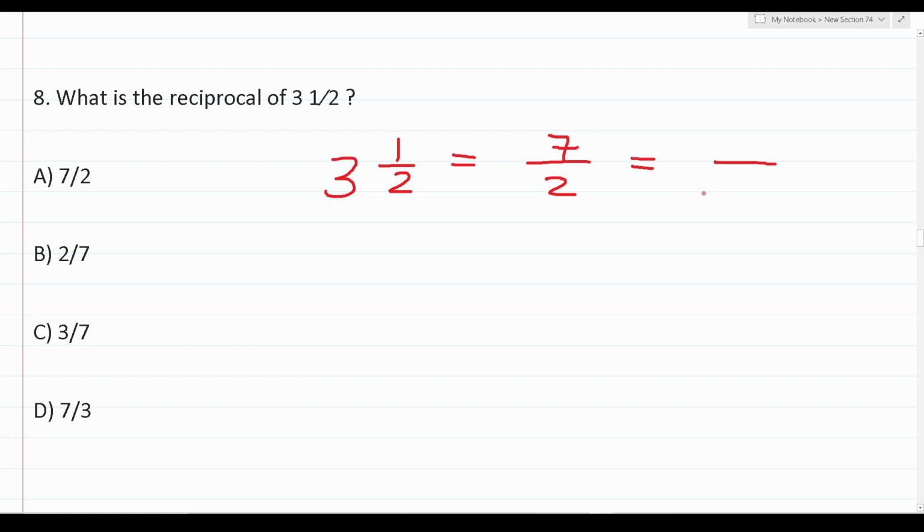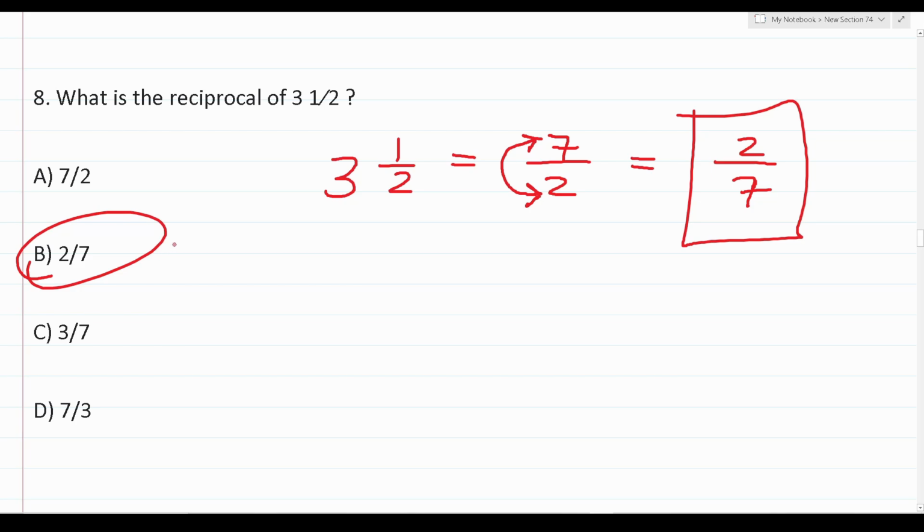To find the reciprocal of 7 over 2, we simply exchange our numerator and our denominator, so this becomes 2 over 7. All right, so the reciprocal of 3 1/2 is 2 over 7, which we can see is B. All right, so that's that one.